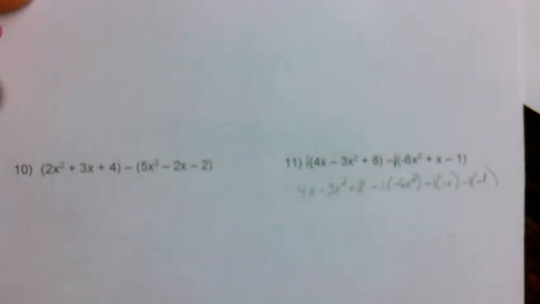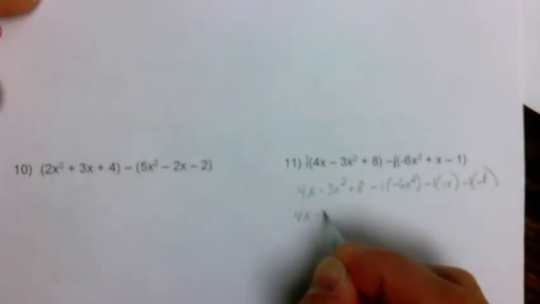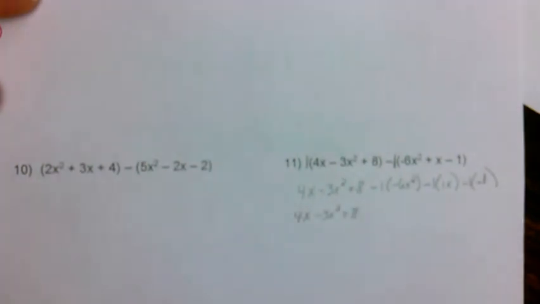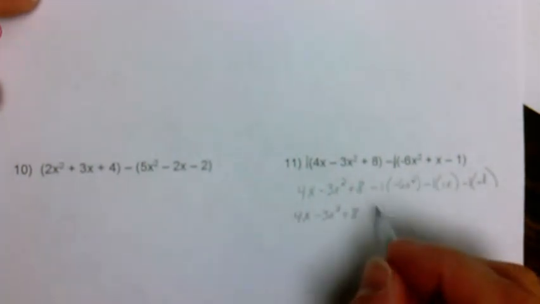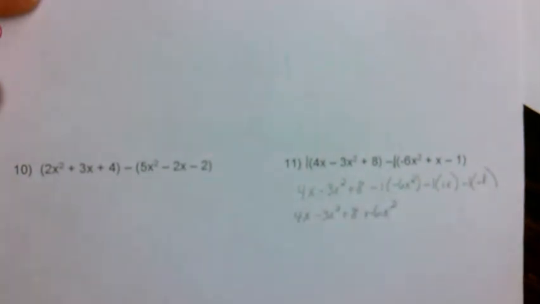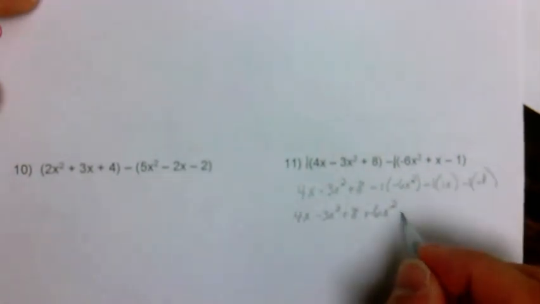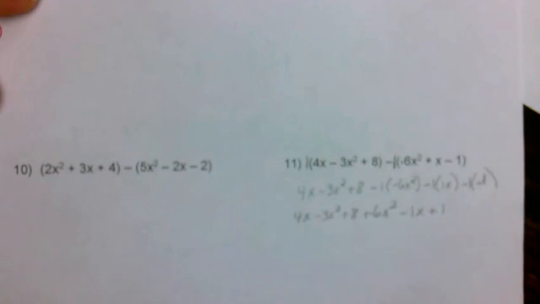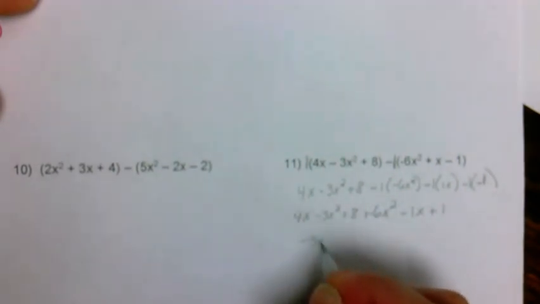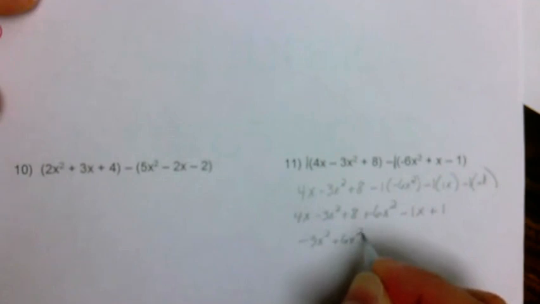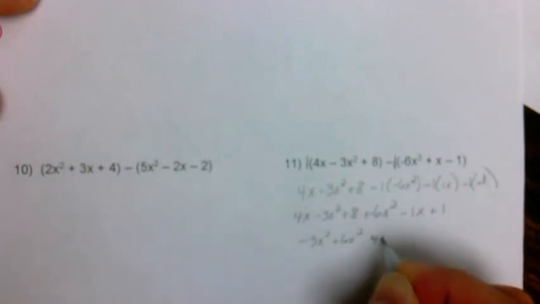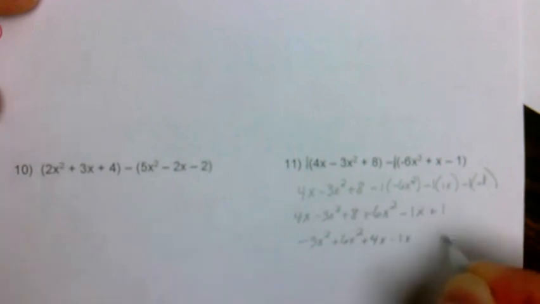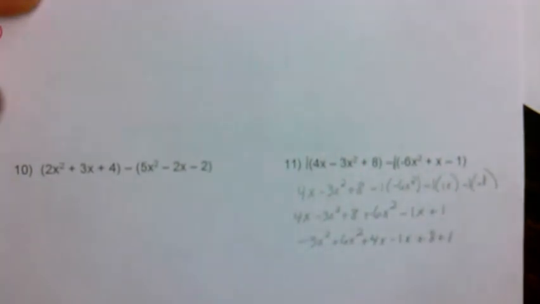All right. So we're still going to have 4x minus 3x squared plus 8. -1 times -6x squared is +6x squared. -1 times 1x is -1x. And -1 times -1 is +1. Now let's use our commutative property, rearrange the terms. Highest exponent first. -3x squared plus 6x squared plus 4x minus 1x plus 8 plus 1 for our constants at the end.